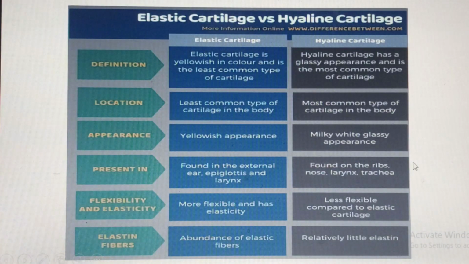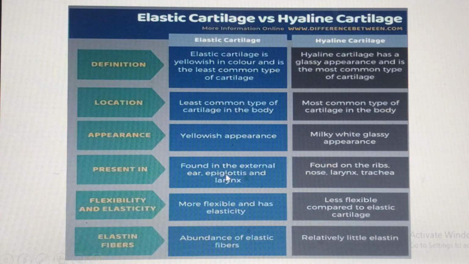Having seen this, let's look at some distinctions between elastic cartilage and hyaline cartilage. With respect to appearance, elastic cartilage in fresh section is yellowish, but hyaline cartilage will appear glassy. Hyaline cartilage is more common compared to elastic cartilage, with the yellowish appearance in elastic cartilage and the glassy appearance in hyaline cartilage.